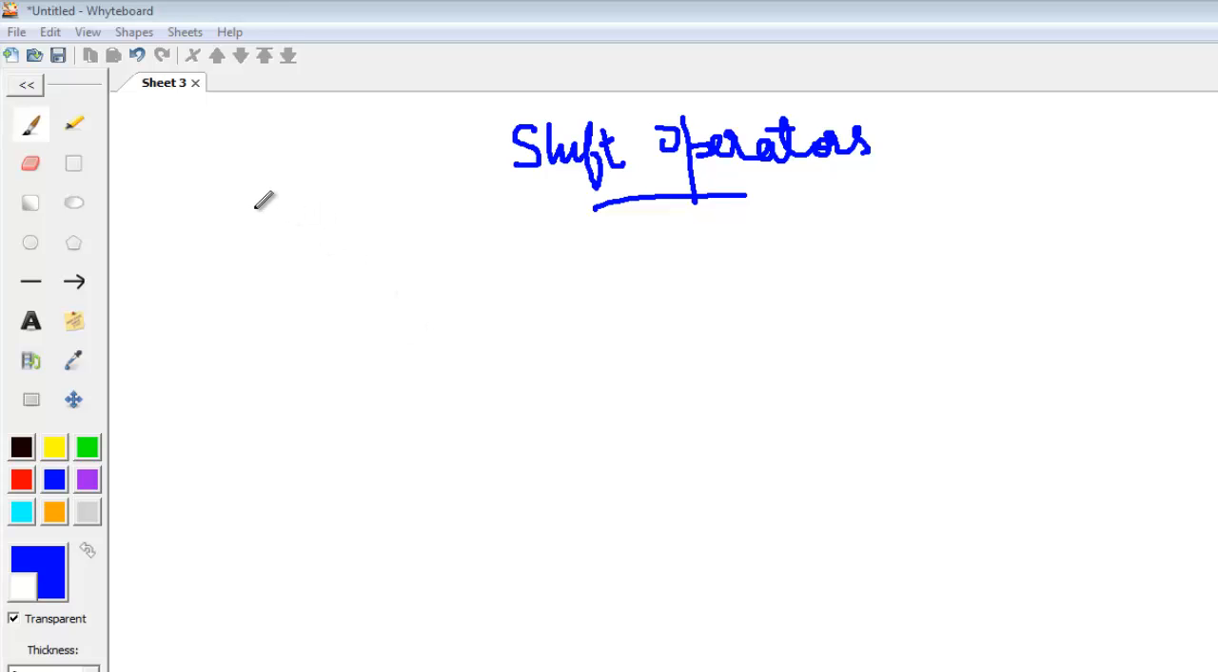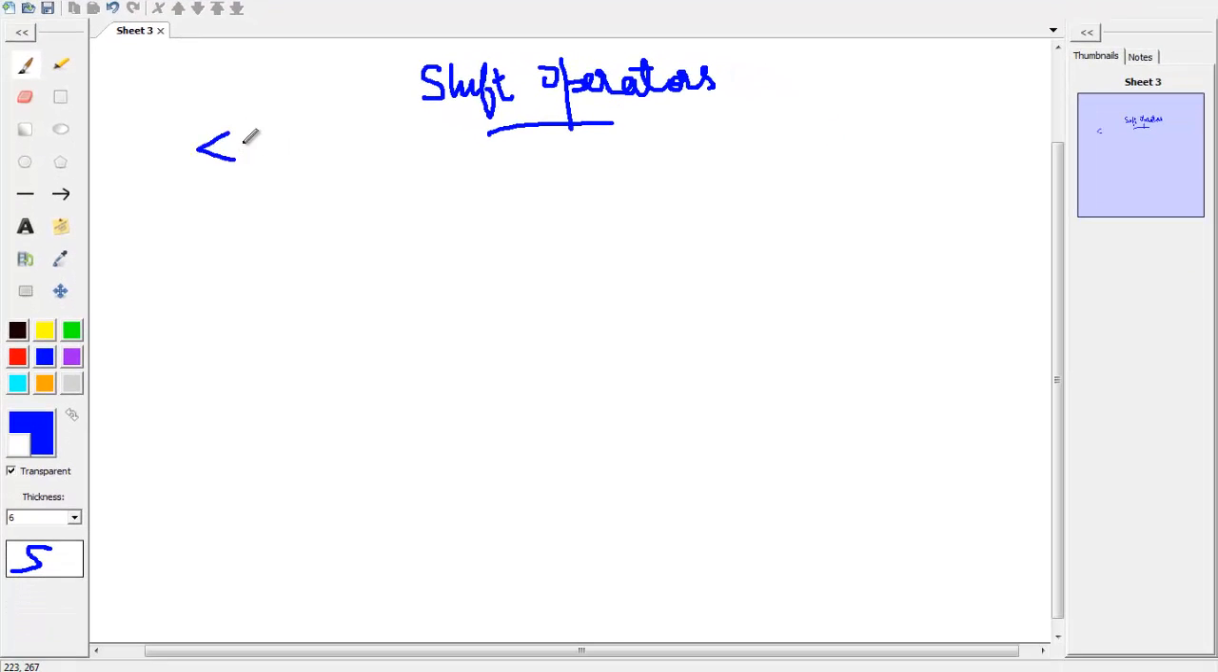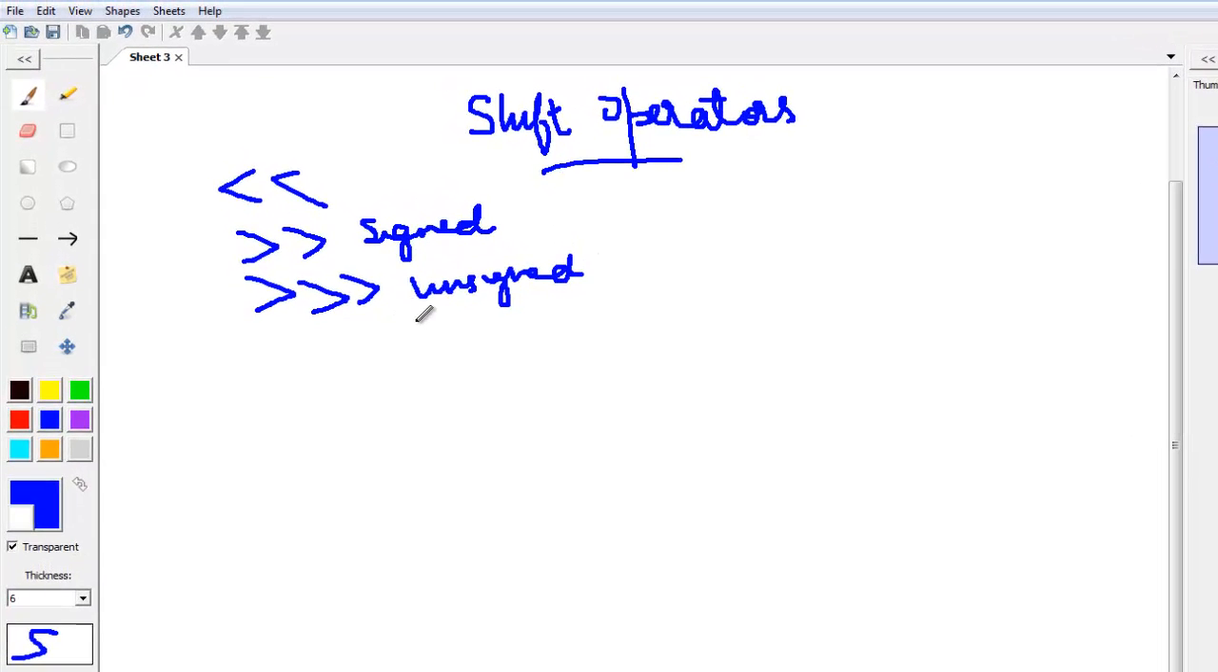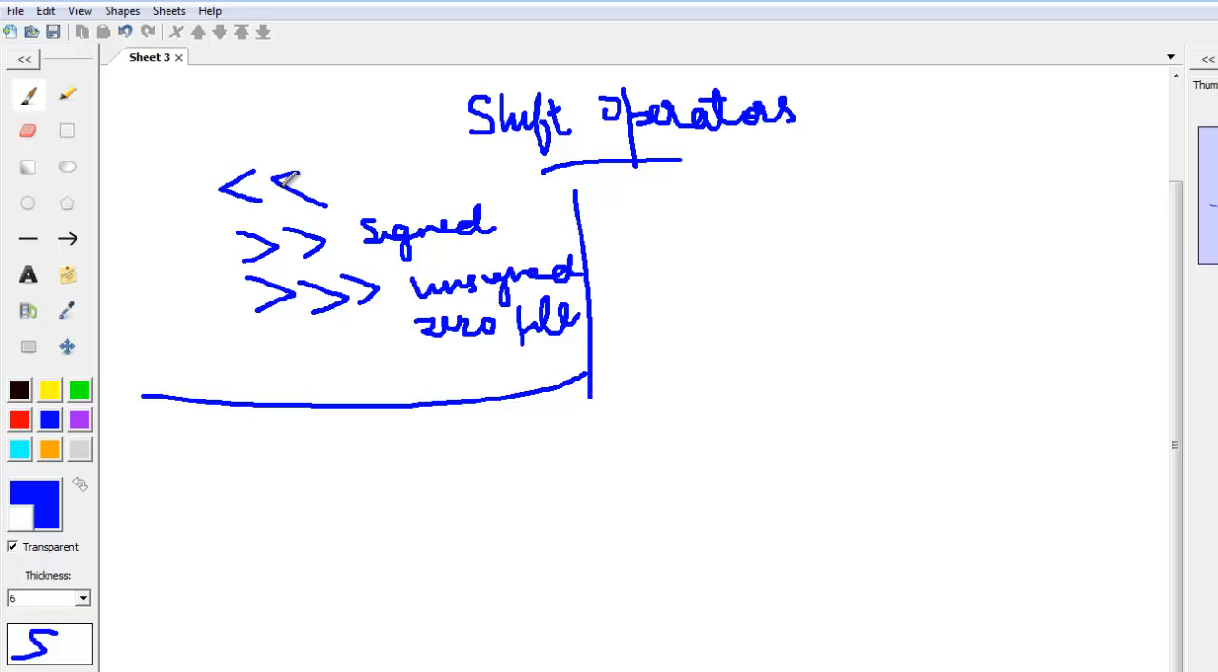So let us now see the shift operators, which is left shift, right shift, and then we have another right shift. So this is signed and this is unsigned, or we can say this is zero fill operator. So we'll just see why there are two operators for right shift, there is only one operator for left shift. So let us first take the case of left shift.